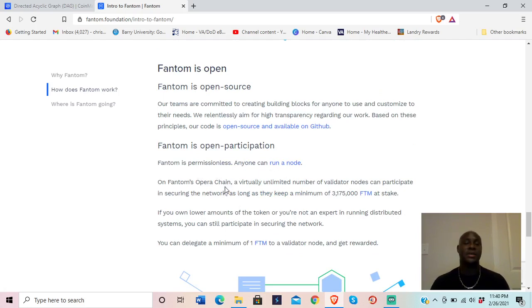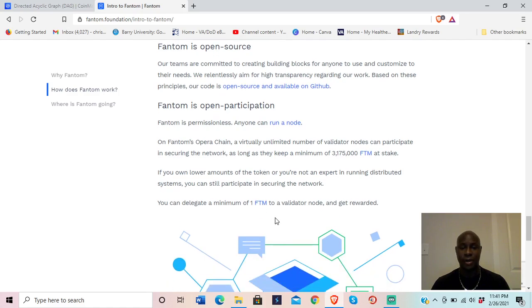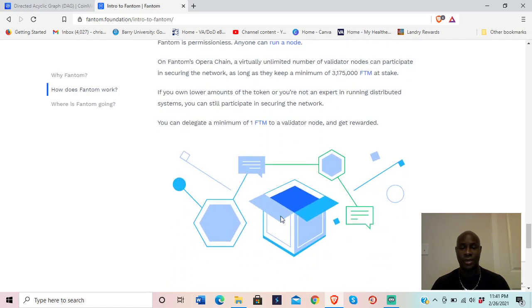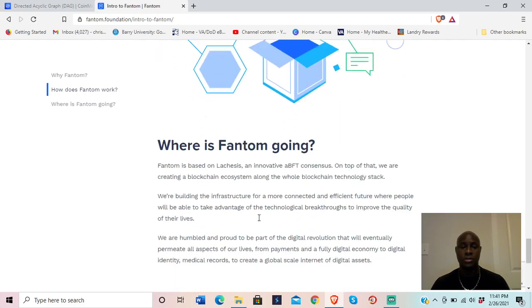I mean, this is on Fantom's Opera chain, a virtually unlimited number of validator nodes can participate in securing the network as long as they keep a minimum of 3,175,000 FTM at stake. That is interesting. Okay, that's a very specific number too. If you own lower amounts of the token or you're not an expert in running distributed systems, you can still participate in securing the network. You can delegate a minimum of one FTM to a validator node and get rewarded. Interesting. So where is it going?